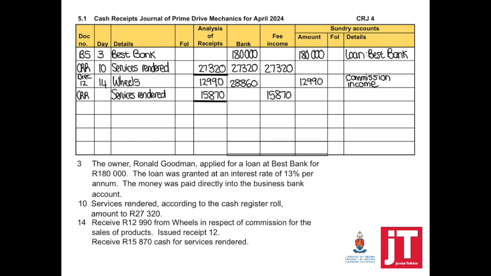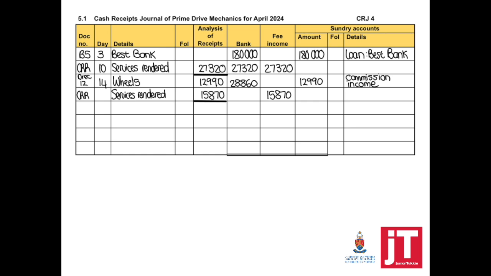How much did we deposit in total into our bank account? So we add those two together and we write the total. Day 26. Received cash for services rendered, 18,950.